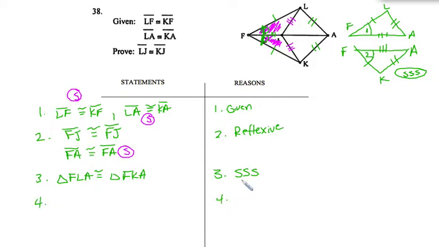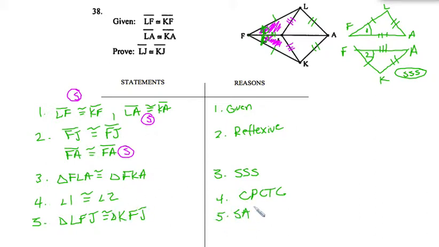The whole goal of me using that congruent triangles was so I could grab the parts of angle 1 and angle 2 being congruent by CPCTC, because then once I had those, I was able to say that these two small triangles, LFJ and triangle KFJ, are congruent because of a side angle side relationship.